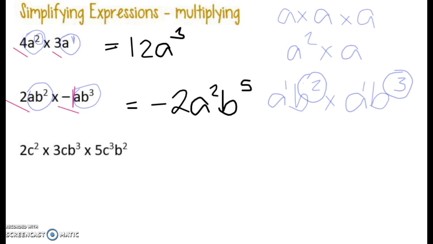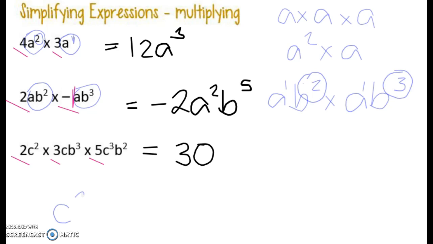The last one is exactly the same, it's just a little bit longer. So what we're going to do first is look at the numbers. So we've got 2 times 3 times 5, and 2 times 3 is 6, times 5 is 30. Okay, so we've dealt with that. So down the bottom we'll deal with the other.